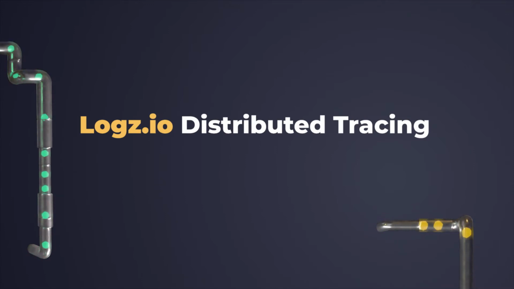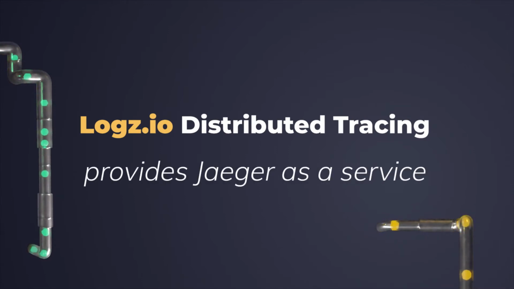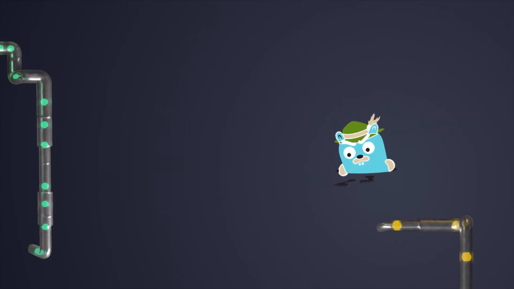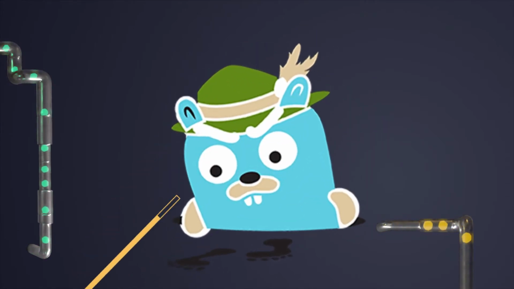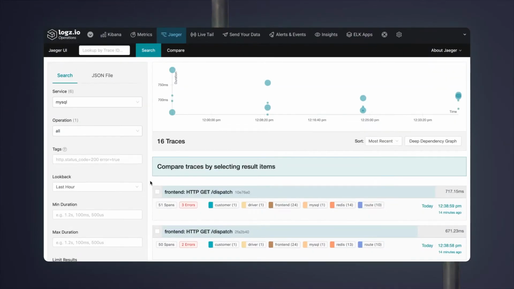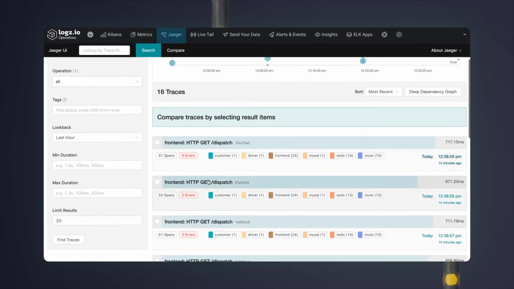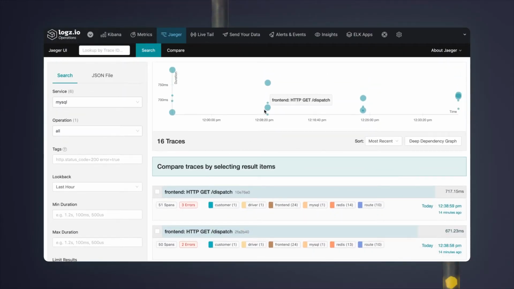Logz.io's distributed tracing solution provides Jaeger as a service, so engineers can use the popular and purpose-built open source for tracing without having to manage and scale it themselves. Here we see a few traces in the Jaeger UI. Logz.io distributed tracing can ingest data for many instrumentation types, including Open Tracing, Open Census, and the new Open Telemetry.